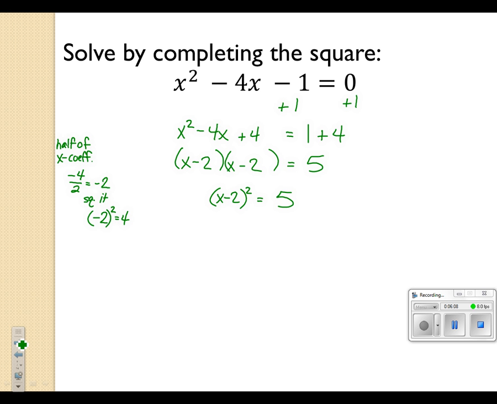I'm down to this. Now we can use that extracting the squares concept from our previous example to finish. So I take the square root of the left, and I also find the roots of the right. Square root of x minus 2 squared is x minus 2. Finish by adding 2 on both sides. And we're done.